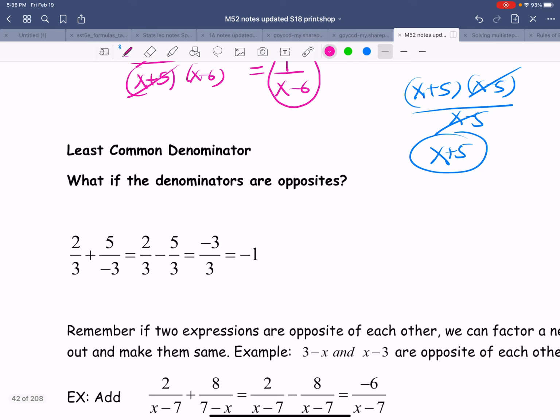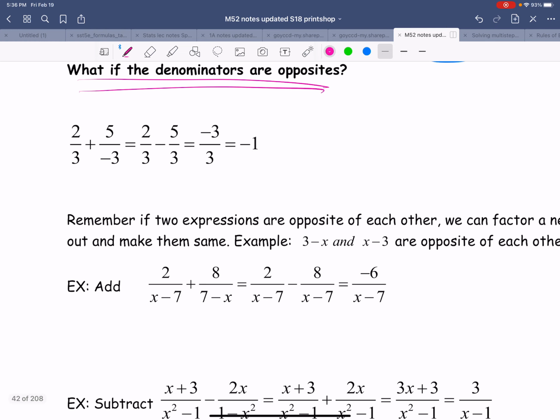Now let's talk about least common denominator when denominators are opposite. Okay, what do we do when denominators are opposite? Well, if you recall, x minus 7 and 7 minus x are opposite of each other. Or if you start with basic fractions, 2/3 plus 5 over negative 3, we can pull out the negative and write it in the middle of the two fractions, because here we are doing a positive number divided by a negative number, which is going to be a negative 5/3. Okay, and then proceed with the subtraction problem.